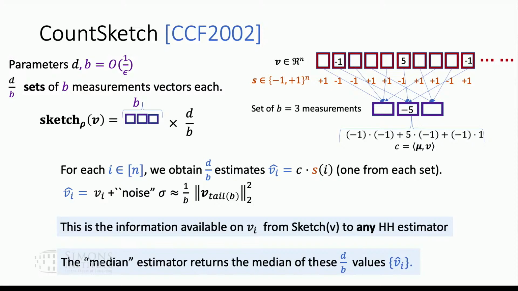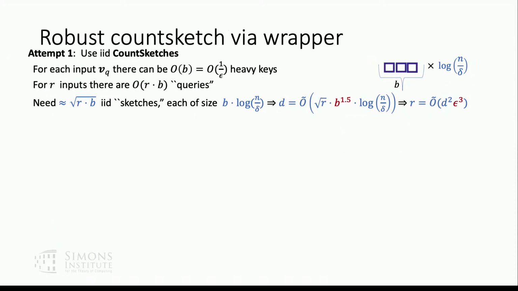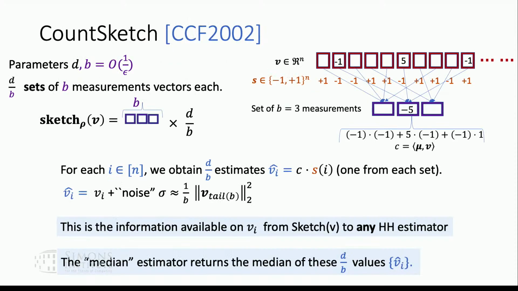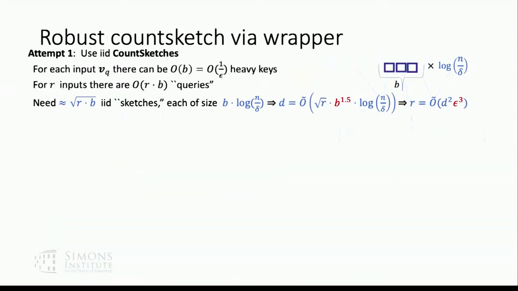Taking the median of this measurement. So basically, you can run over, I mean, there are much more efficient ways to do it, but you can run over all the keys and then look at all the buckets in each set, look at the buckets that this key falls into, and then multiply that value by the sign. That's how you do the recovery. And then from each set, you get one estimate for the value of each key. You take the median. Okay, so this is how it works.